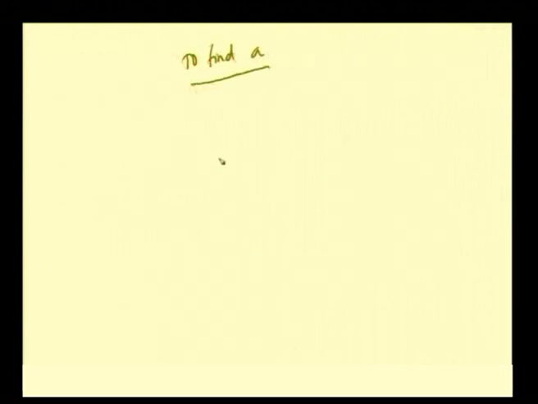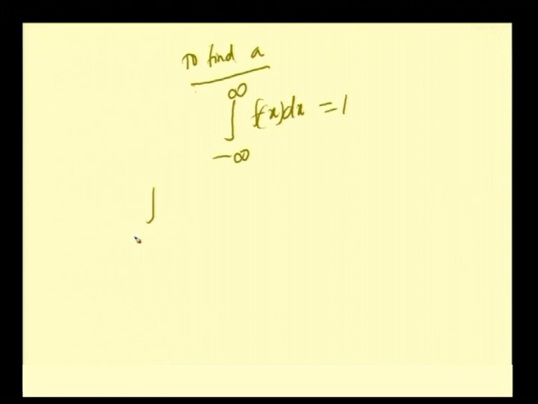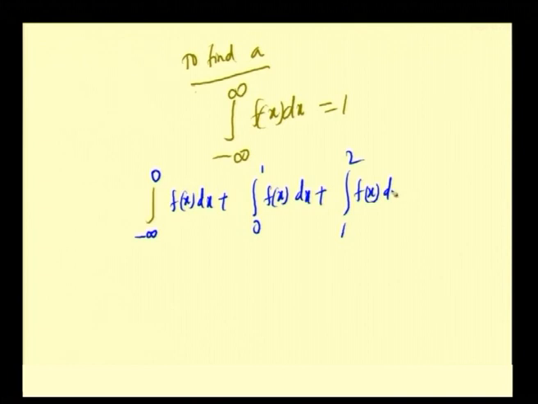To find a, again use the fact that the total probability is 1. Total probability is 1 means the integral from minus infinity to infinity of f of x dx equals 1. The total interval should be broken into many pieces because there are discontinuities. One discontinuity at x equal to 1, another at x equal to 2. So, how will you change the limits? Minus infinity to 0 f of x dx plus 0 to 1 f of x dx plus 1 to 2 f of x dx plus 2 to 3 f of x dx plus 3 to infinity f of x dx should be equal to 1.